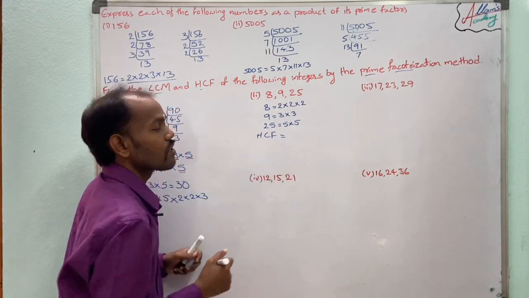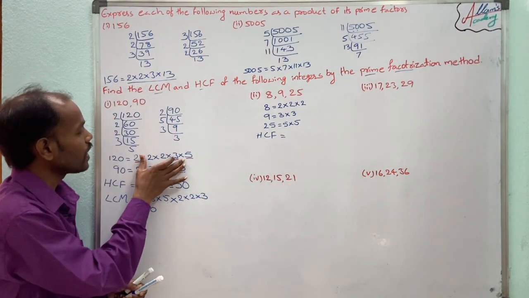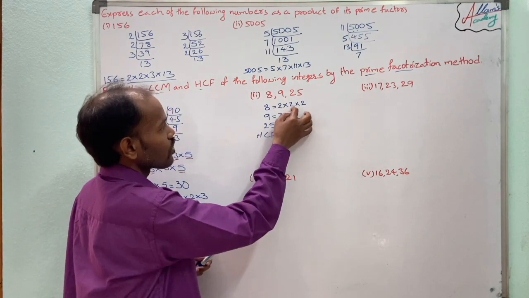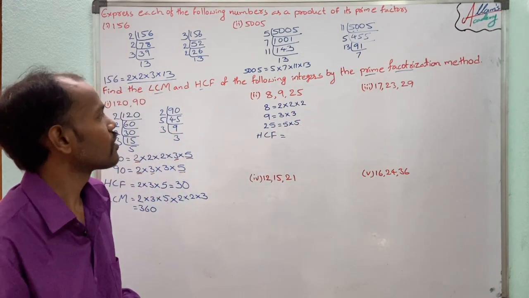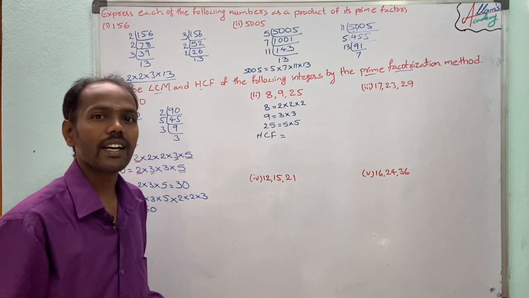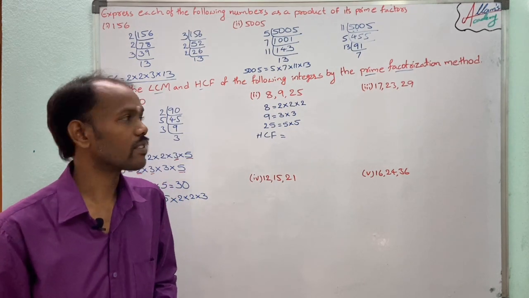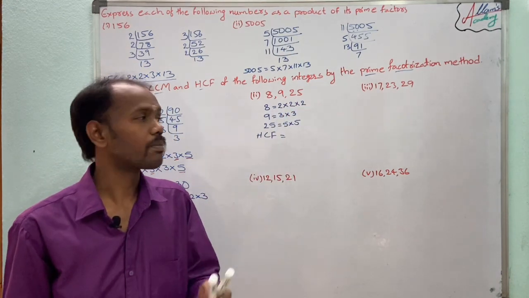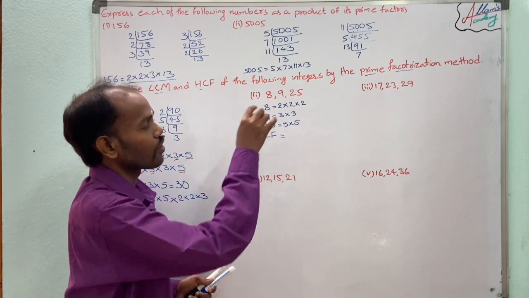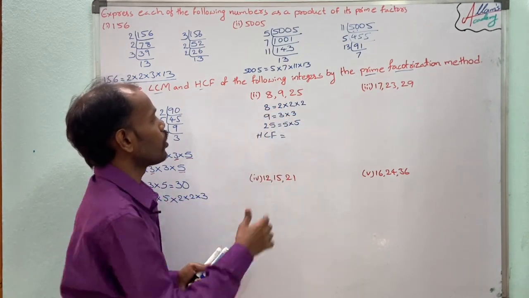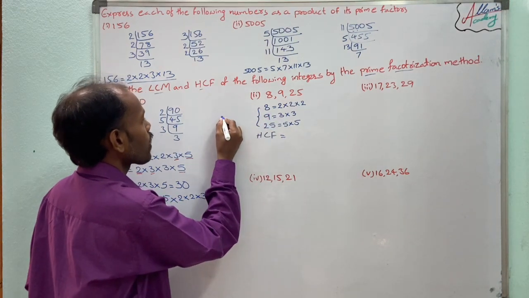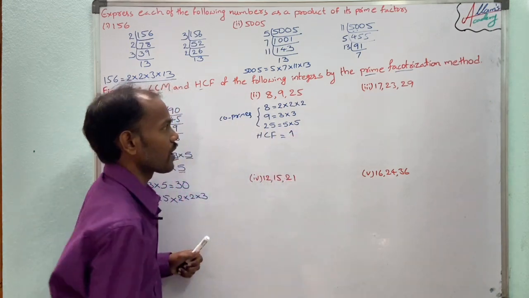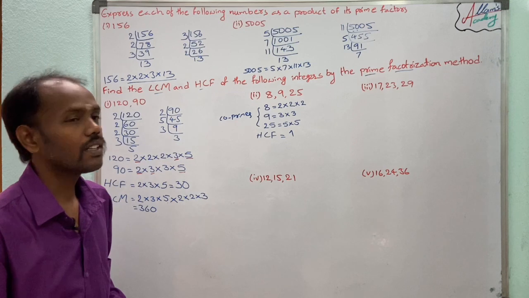For HCF, as we already said, the common pairs we take as one. Now observing, there is no common pair in the three numbers, so these type of numbers are called co-prime numbers. If the given numbers have no common factor except 1, as these three numbers have no common factor, they are co-primes. If numbers are co-primes, the HCF is nothing but 1.